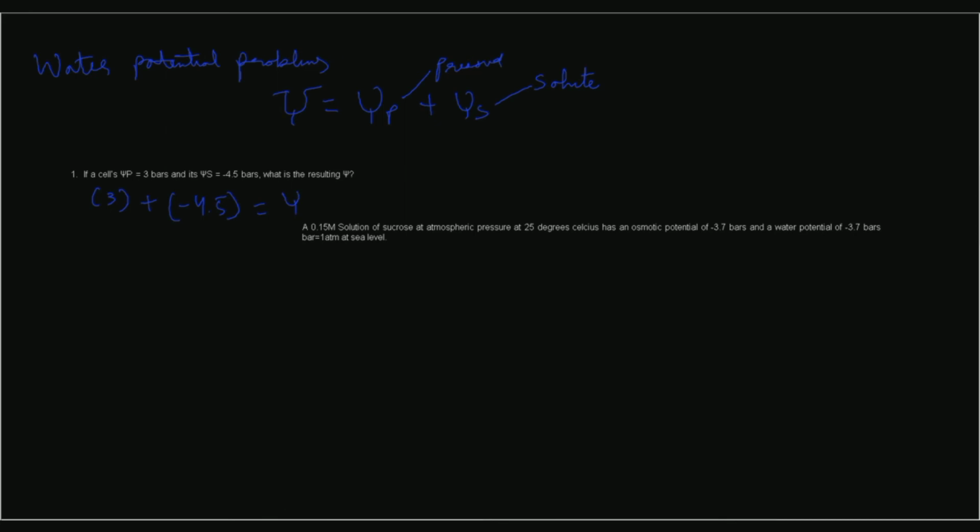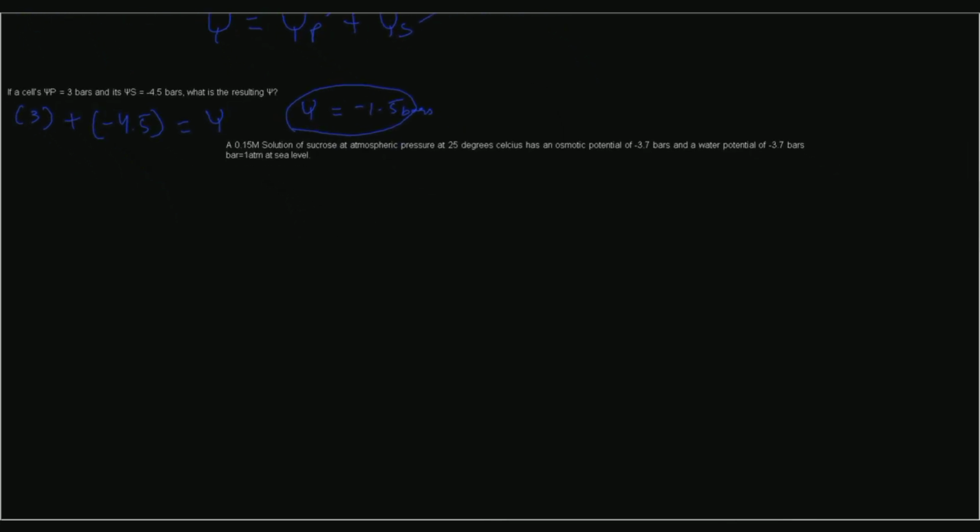So you can just take this into your calculator and add them together. Now, I mean, you don't really need a calculator for this one. So it is negative 1.5. So the water potential in this case would be negative 1.5 bars.